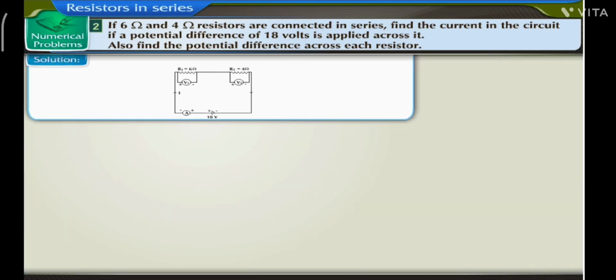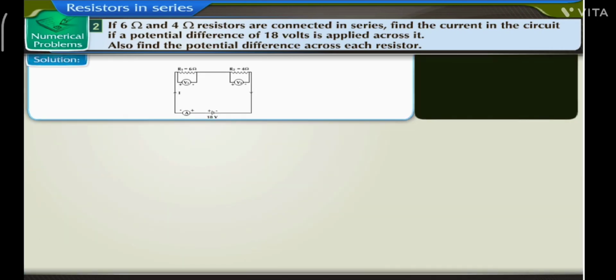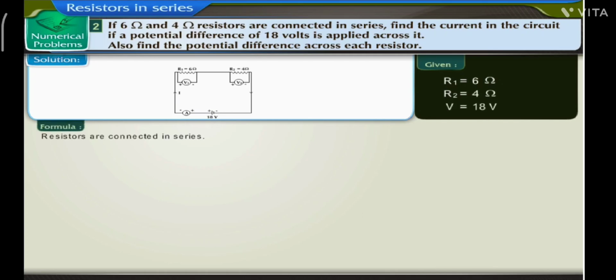Solution. Let us write the given data. Given R1 is equal to 6 ohm, R2 is equal to 4 ohm and V is equal to 18 volt. Resistors are connected in series. Hence, the effective resistance is given by Rs is equal to R1 plus R2 is equal to 6 plus 4 is equal to 10 ohm.